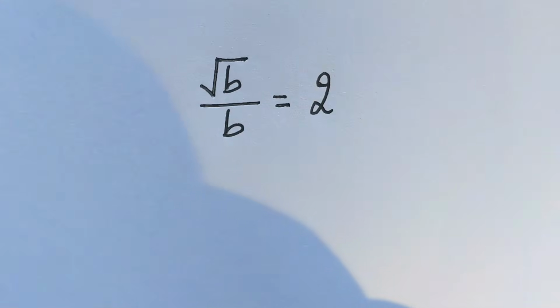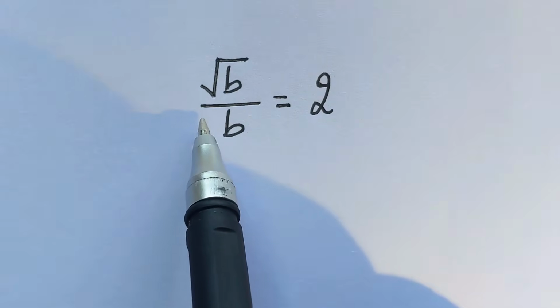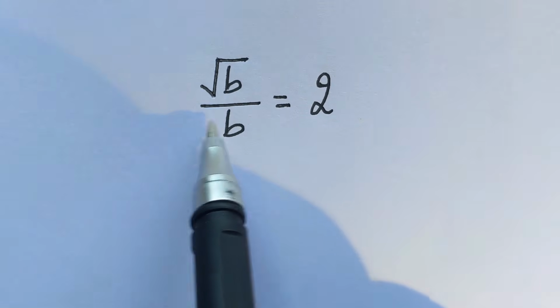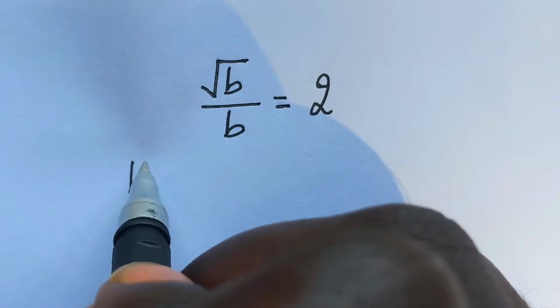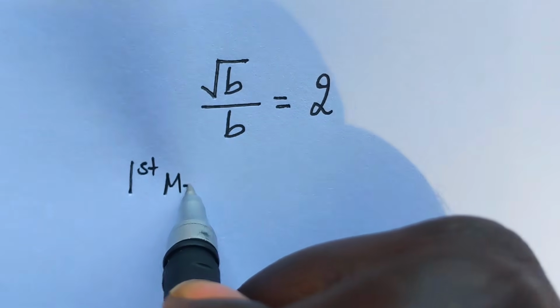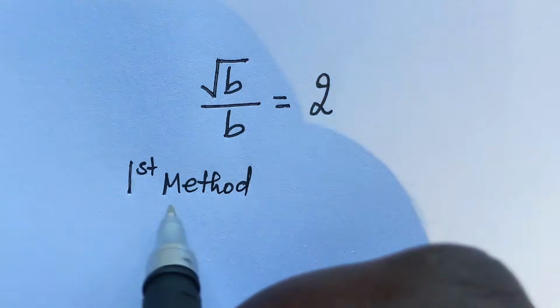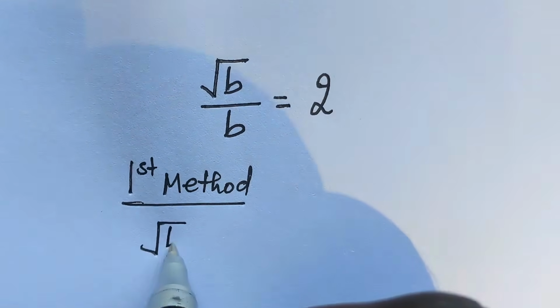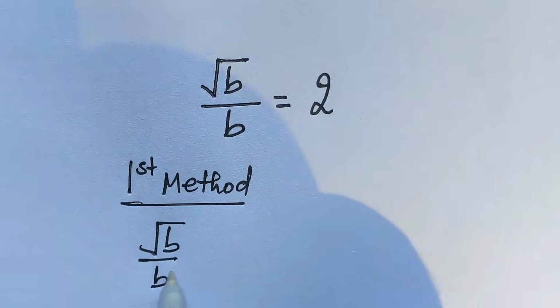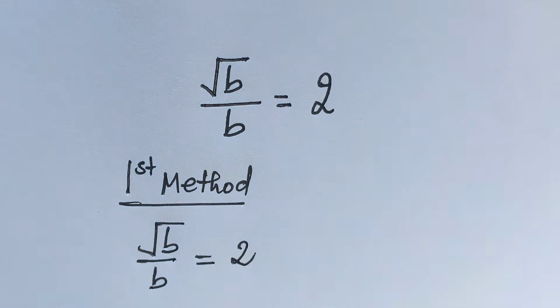Hello everybody, welcome to this platform, and in today's video we're going to solve this question: square root of b over b equals 2. We're going to solve this question using two methods. The first method is this one. So we have to copy: square root of b over b equals 2.